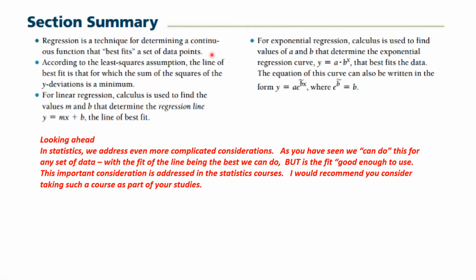In summary, regression is a technique for determining a continuous function, a continuous line, that best fits a set of data points. According to the least squares assumption, the line of best fit is the one for which the sum of the squares of the y deviations is a minimum. We did use calculus very fundamentally to come up with equations for m and b, the line of best fit. And for exponential regressions, calculus is used to find values of a and b that determine the exponential regression curve y equals a times b to the x, which best fits the data.